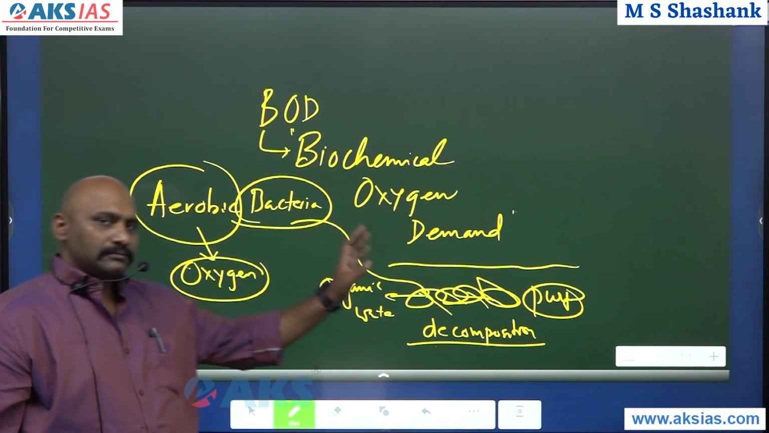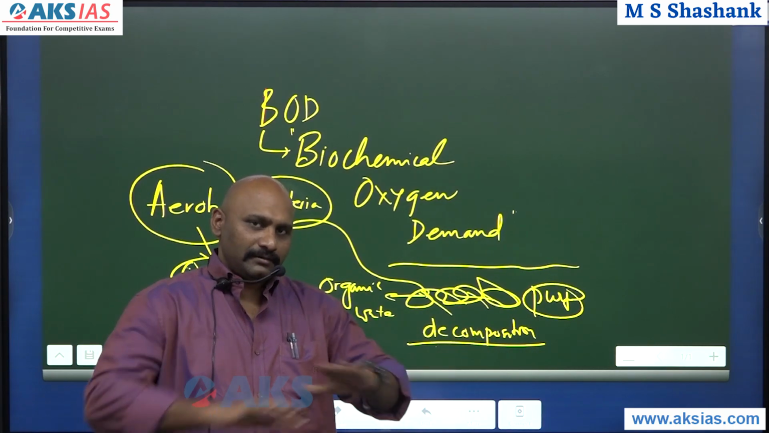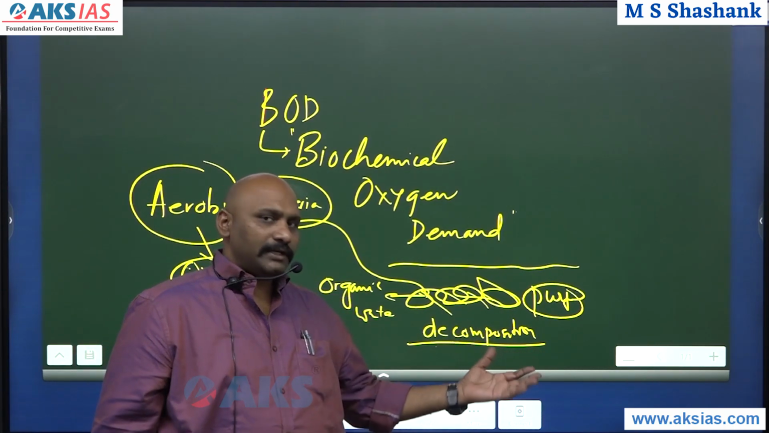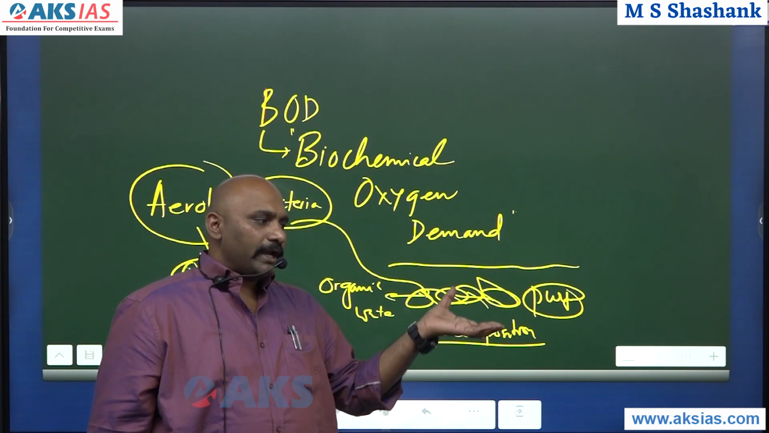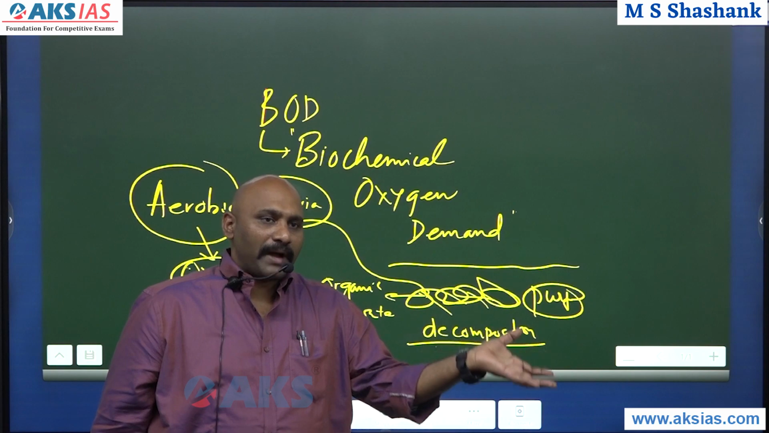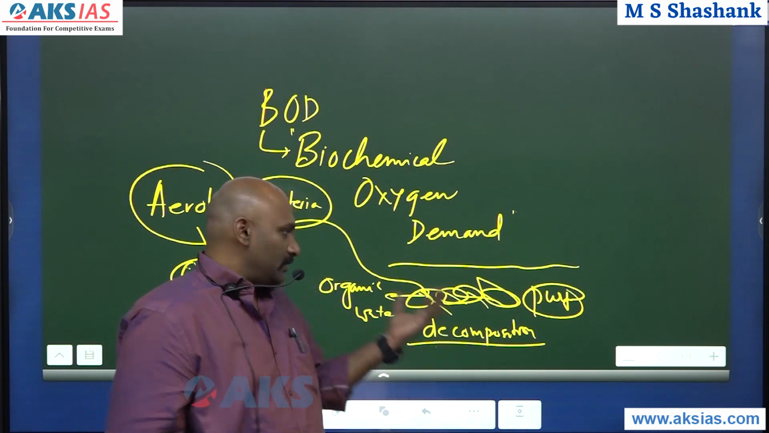So bacteria, plants, organic waste, eat nicely, finish it off, decompose it. So obviously the waste is reduced. So when organic waste is more, you require more aerobic bacteria, which is a natural process. You don't have to invest any money in it.